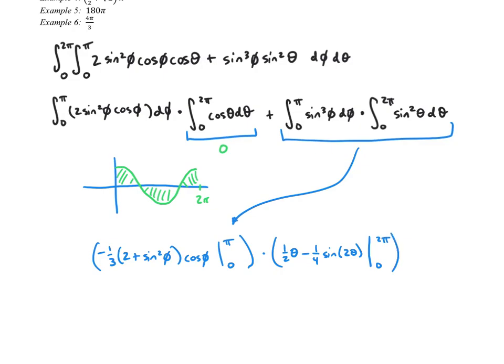So for our first one, what we get if we plug in pi, sine of pi is 0, cosine of pi is -1, so we get positive 2/3 minus, and if we plug in 0, sine of 0 is 0, cosine of 0 is 1, so we get -2/3, that's going to be plus 2/3. So for that first one, we get 4/3 times, and if we plug in 2 pi, we just get pi, sine of 2 pi and sine of 0 is 0. And we finally get our answer of 4 pi over 3. Okay, this concludes section 13.6.